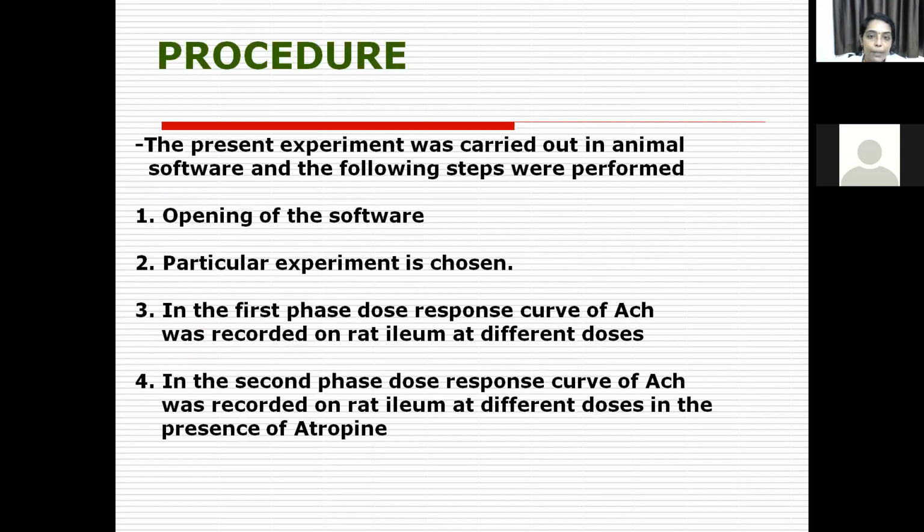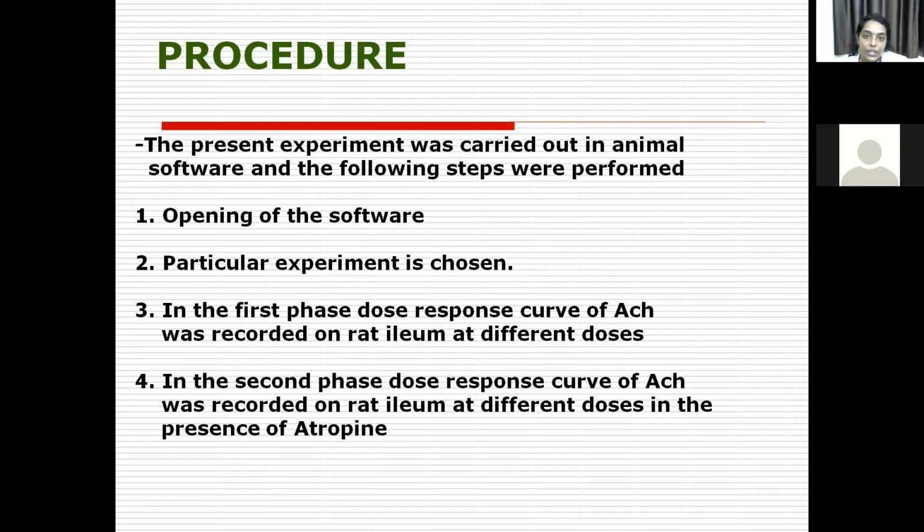So here the procedure will be, since this is being done in a CAL software, using a CAL software in our systems. So you say that the present experiment was carried out in animal software and the following steps were performed. So first you open the software and then you choose which experiment you want to do. So you choose that experiment, effect of atropine on the DRC of acetylcholine on rat ileum. Okay. Then in the first phase you plot the dose response curve of only acetylcholine. That is in the absence of atropine.